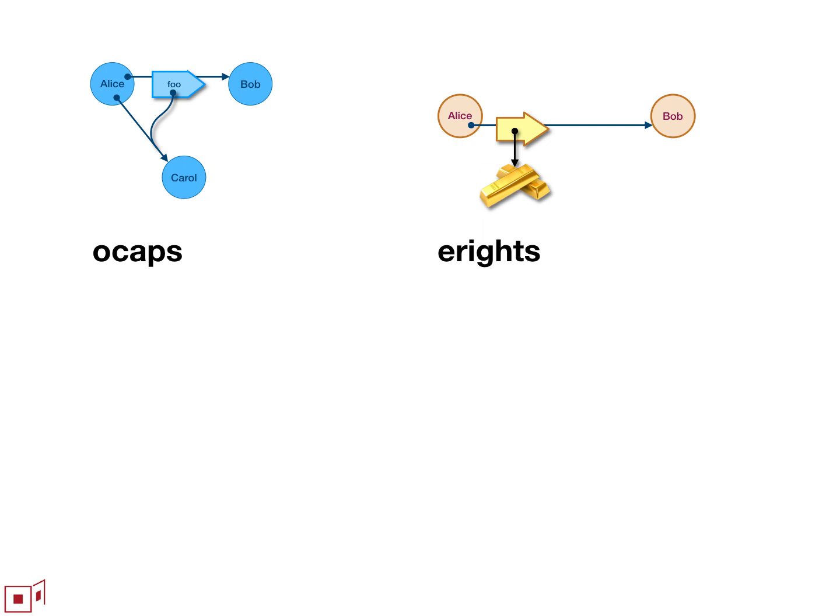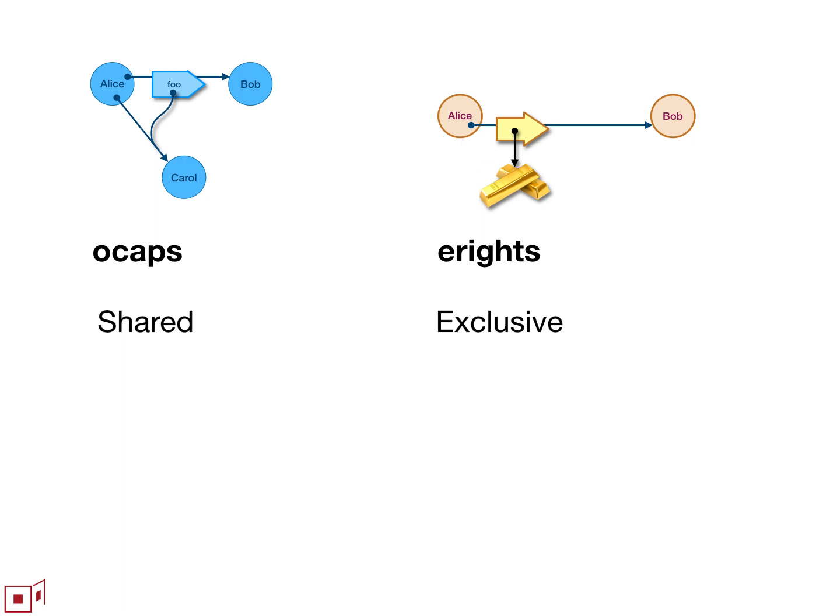So when we talk about building E-rights on top of OCAPs, what's the difference in the kind of right that we would build as opposed to the kind of right we already have? We're going to be building the new ones as a pattern on top of the old ones, but the new ones have their own character. On the left, Alice is just invoking Bob, passing a reference to object Carol. On the right, Alice is paying Bob, shown here with bars of gold.